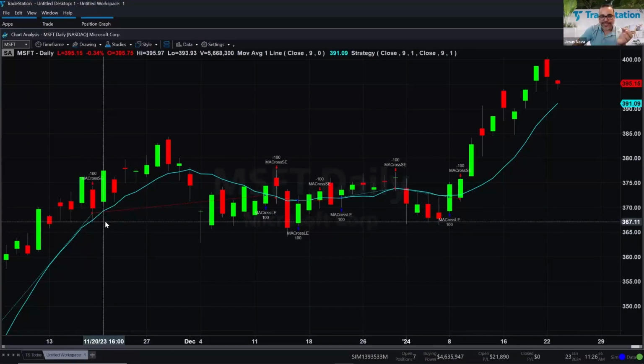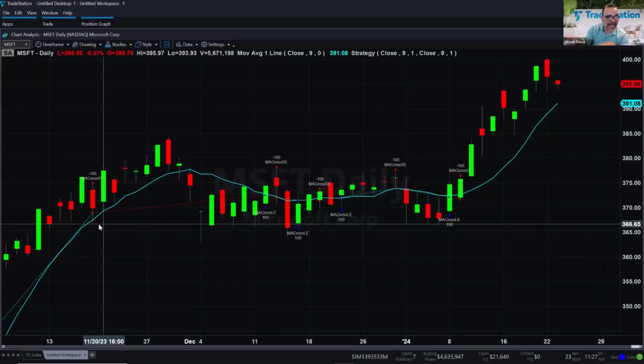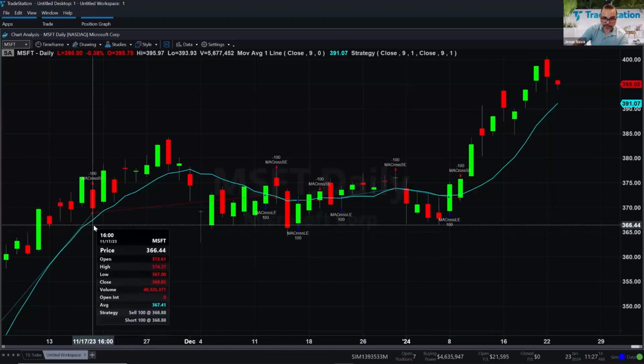The entry is not on the closing price as it was before. It's not even on one of the main prices of the candle. It's not the open, it's not the high or the low or the close. Where is it? Somewhere in between. Notice I'm clicking on the background. I'm looking at the strategy details at the bottom. It says it's shorted 100 shares at 368.88, and you don't see that price matched in any of the main prices of the candle. Why?